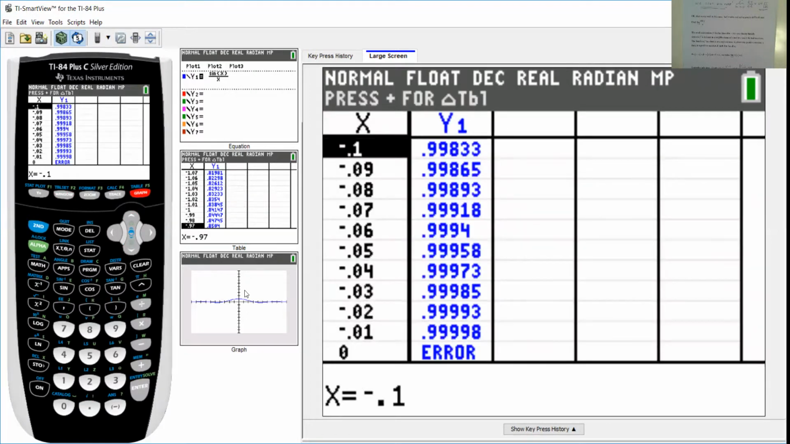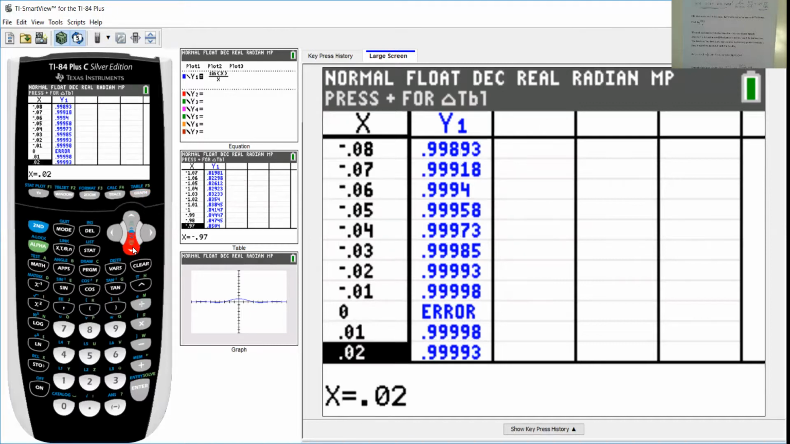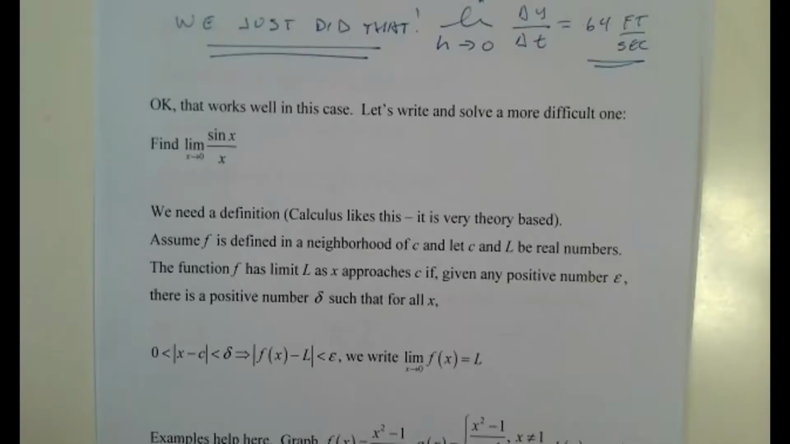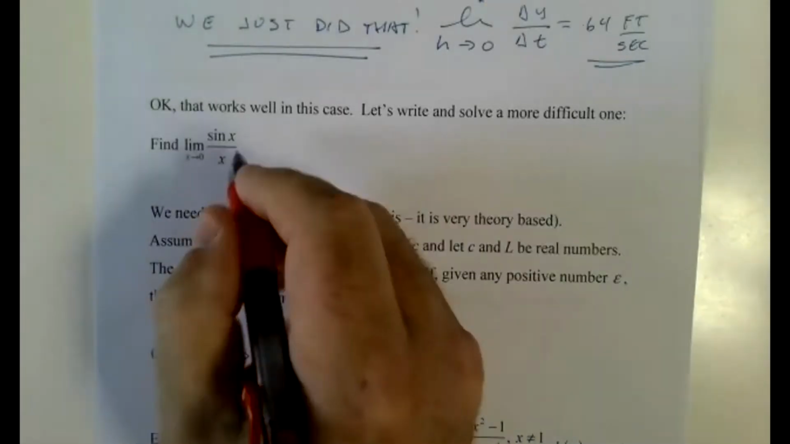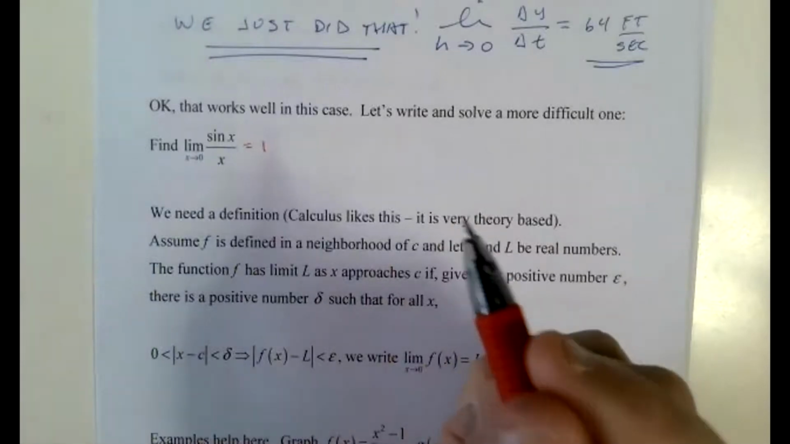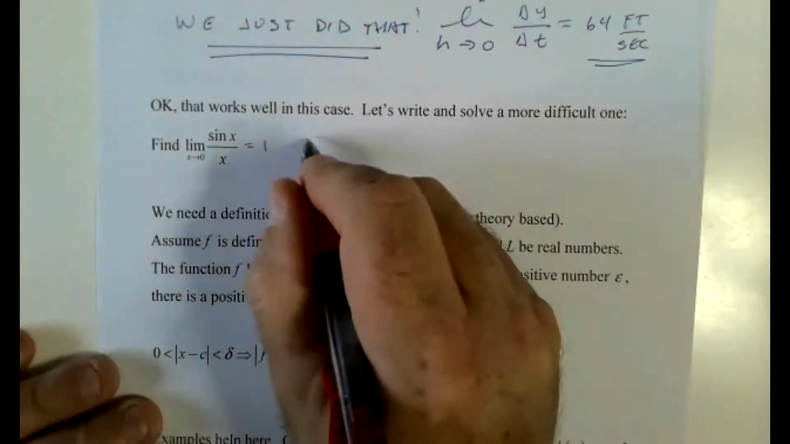All right, check it out. 0.99985, 0.99993, 0.99998. Error, because we can't divide by 0. So check it out. I put this on a resume once. We can actually divide by 0 by taking a limit. Weird. This sure looks like it's going to 1. Huh, well, we're going to be doing this later. Might as well start now.